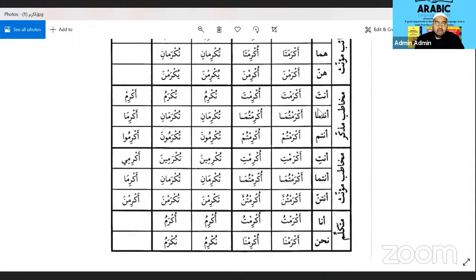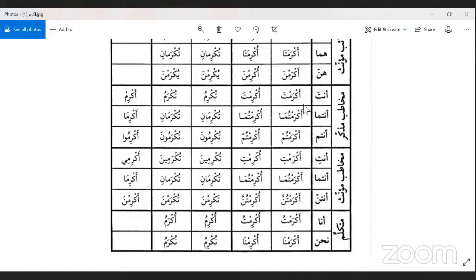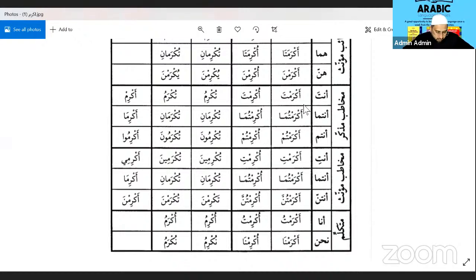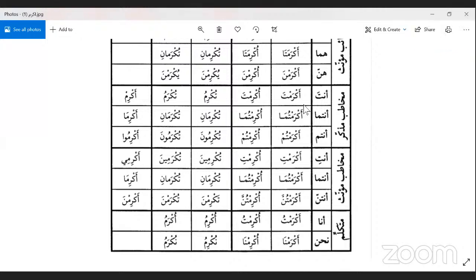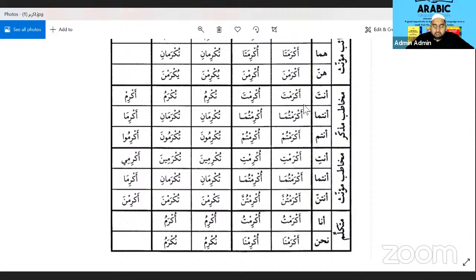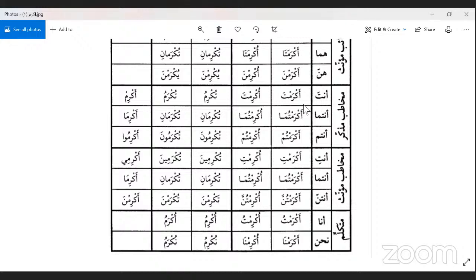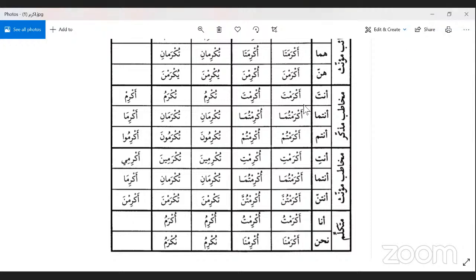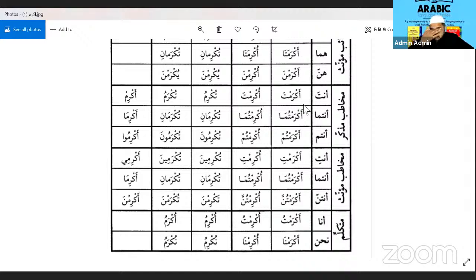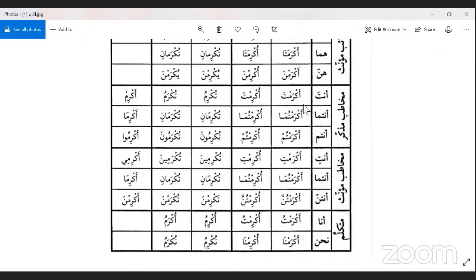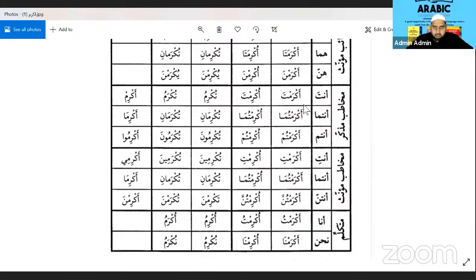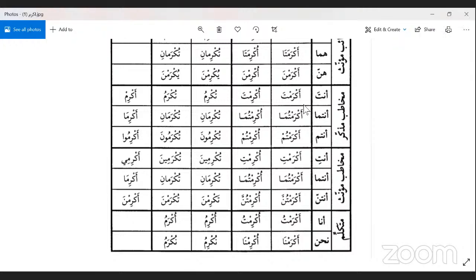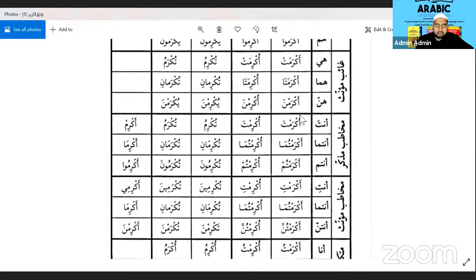Then anta akramta, anti akramti. Anta akramta. Correct. Continue. Antuma akramtuma. Correct. Antum akramtum. Correct. Anti akramti. Correct. Antuma akramtuma. Correct. Antunna akramtunna. Excellent. Ana akramtu. Correct. Nahnu akramna. Excellent. Now I want you to read this again.